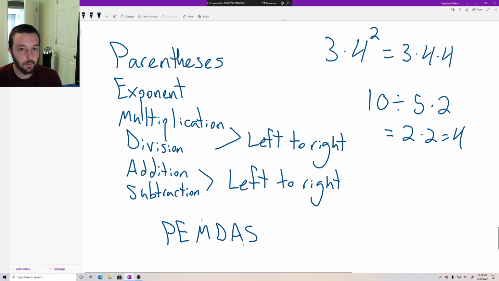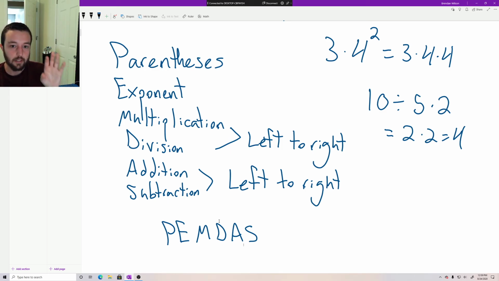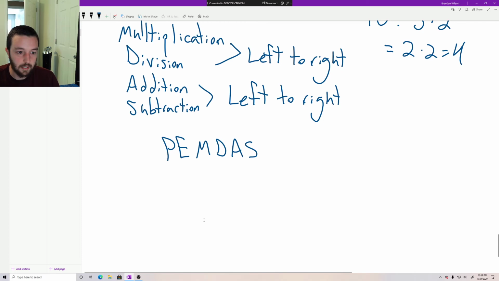The important thing when you're using these acronyms is that, even though M comes before D, you have to remember that they really go together. Okay, and that division and multiplication are treated in the same step, and you just go left to right. Same with addition and subtraction. So let's look at a couple of examples.